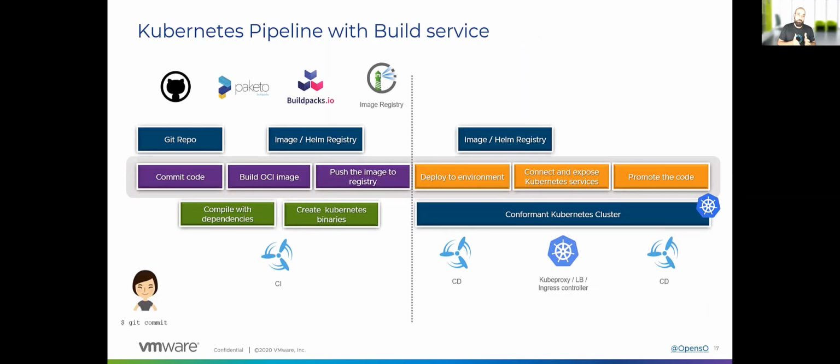So the Tanzu Build Service is doing this, the left side. So basically the build part, it's pulling from Git, it's compiling with buildpacks.io, and I think now is the time to talk a little bit about buildpacks.io. I will get to that more in the next couple of slides. Buildpacks is the magic behind Tanzu Build Service, and it's basically the magic behind the build itself.